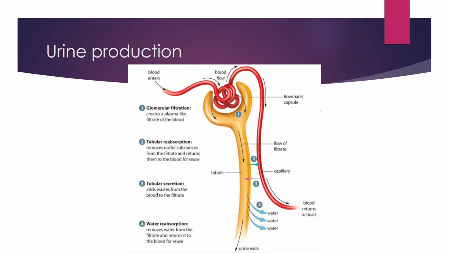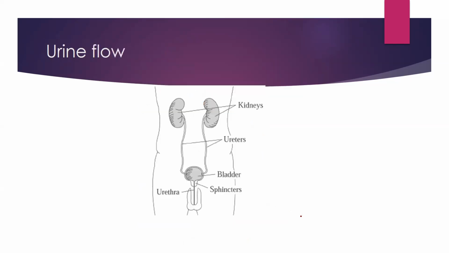After that, we get rid of waste. We get rid of things that we don't need. Some stuff goes back in the body that we may need. And last but not least, we reabsorb water into the body because water is very important. And then we have our urine. Okay, so that's our final filtrate, and then that goes out to the toilet.